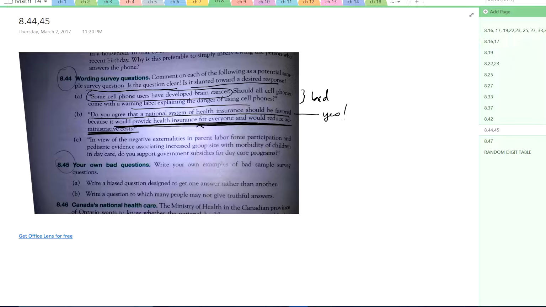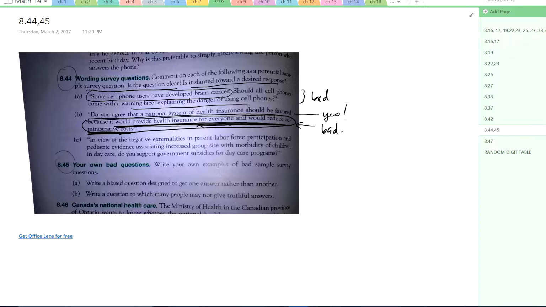That's my point: you don't know the information that it would provide insurance for everyone and reduce costs. So you can't really make that statement when you're asking this question. You have to ask the question without that comment there. Do you agree a national system of health insurance should be? Do you agree with that, or would you like that? Okay, but you can't comment. Bad, if you want a fair question.